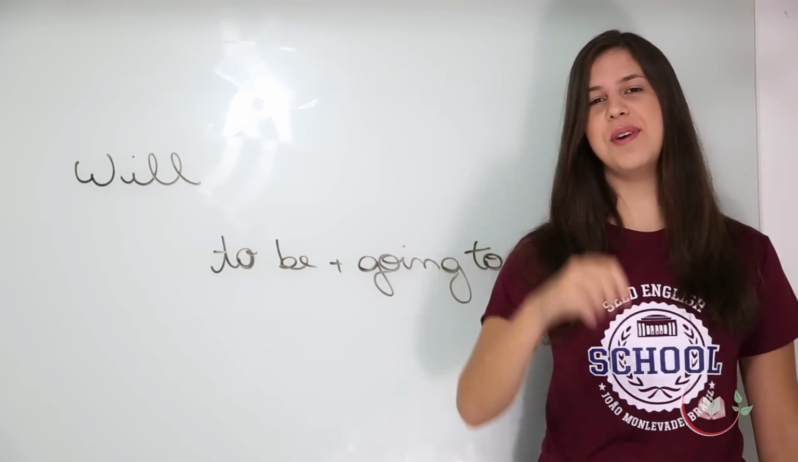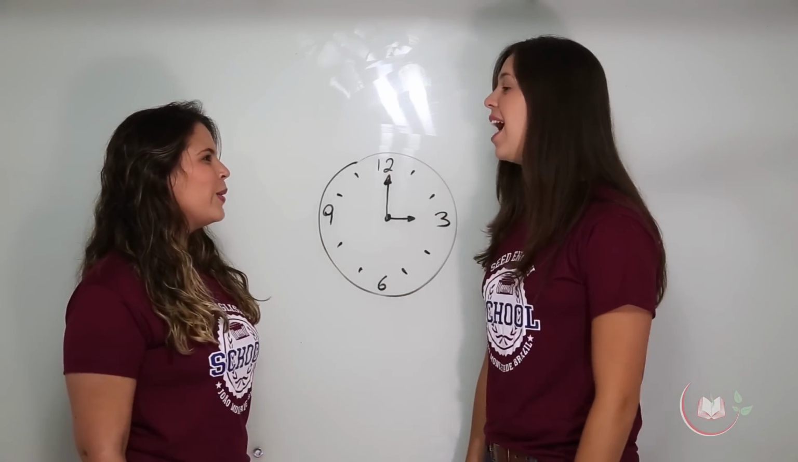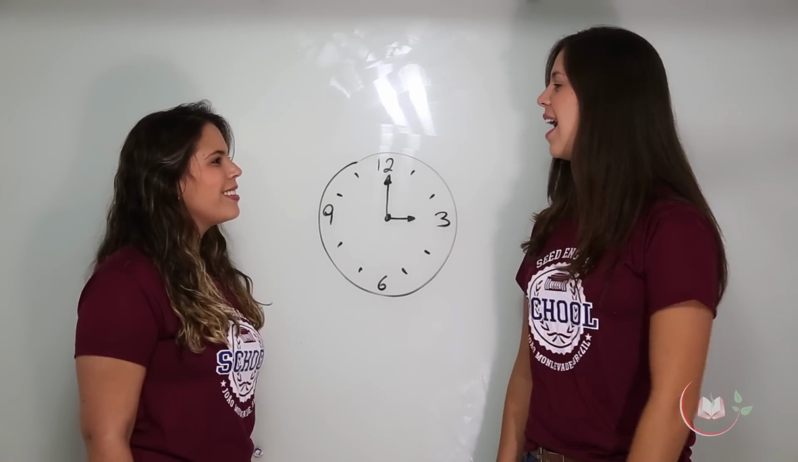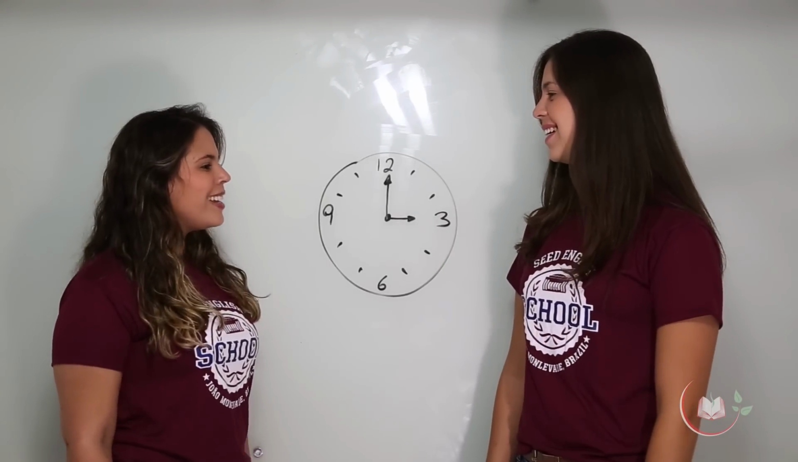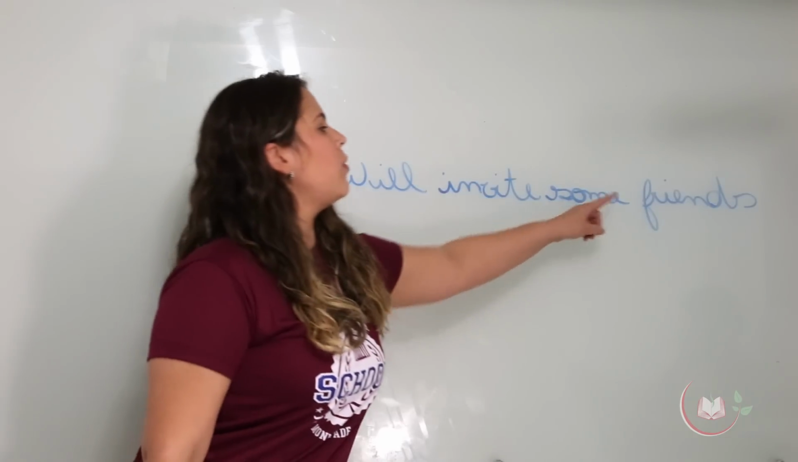Let's study two situations. Hello, Nara. Hey, Bia, how are you? I'm great, and you? I'm fine. Oh, let's have a party tonight. That's a great idea. I will invite some friends. Great. So, let's check this phrase. I will invite some friends.